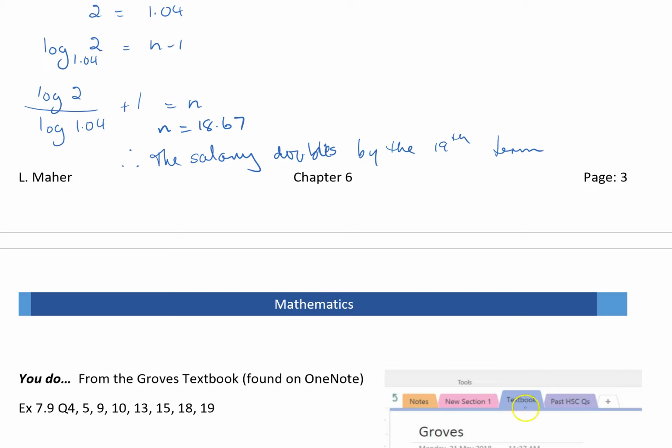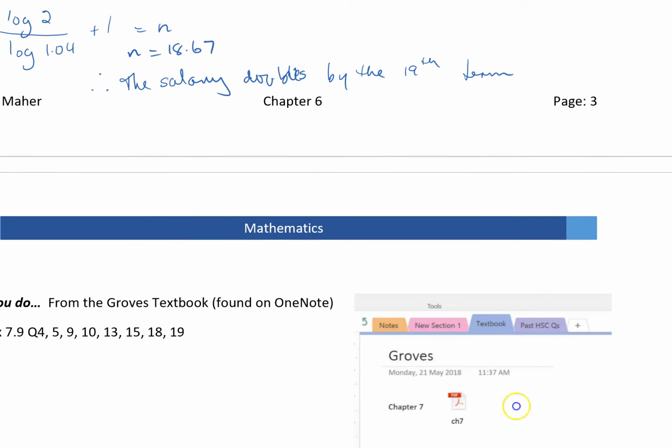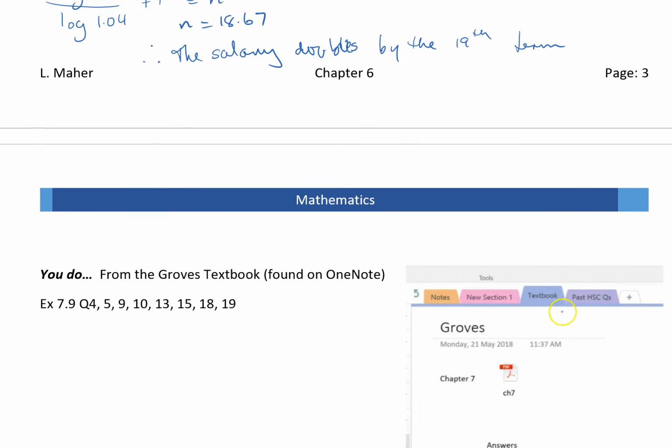You'll see that I've added another textbook. You'll see a page that says Groves on textbook there in OneNote, and I suggest you do, if you did all these questions from Groves, that would be great. If you want to do some from the Cambridge as well, then please do those as well.